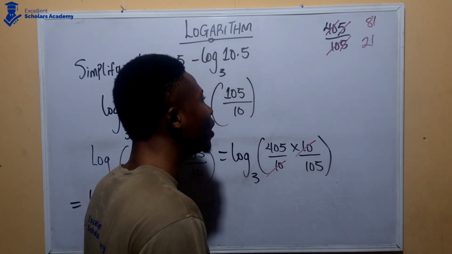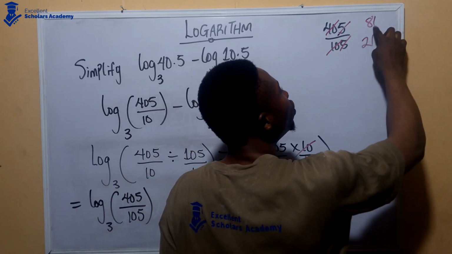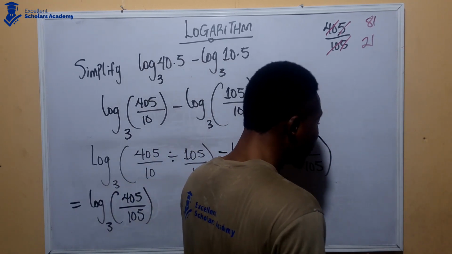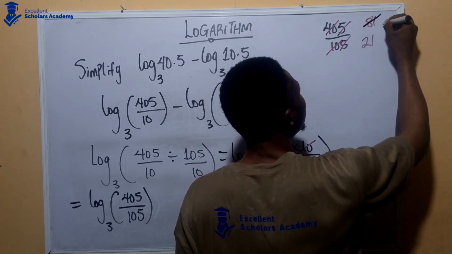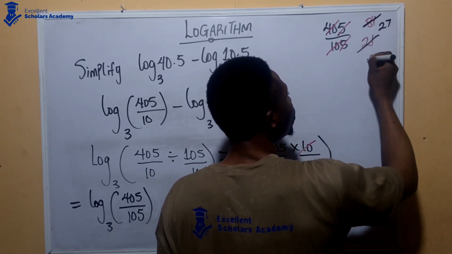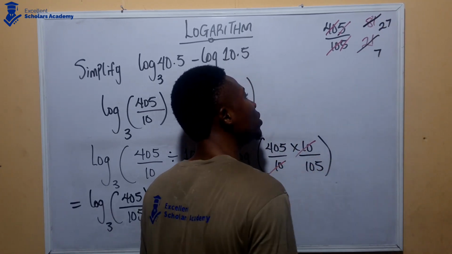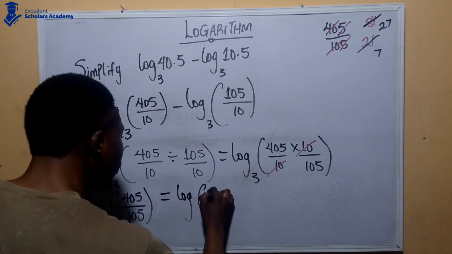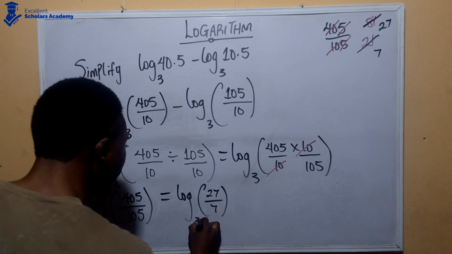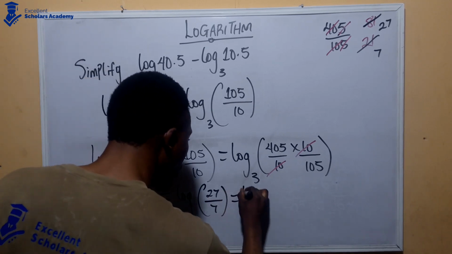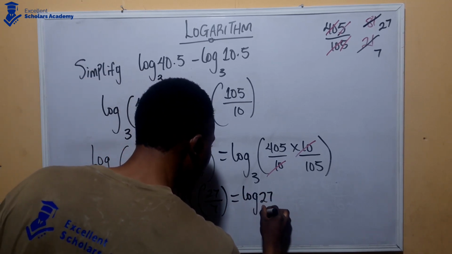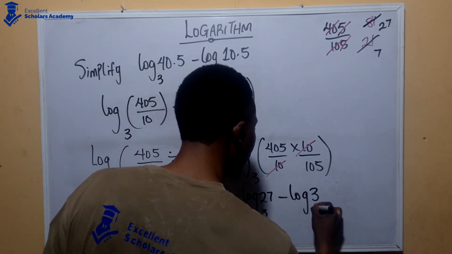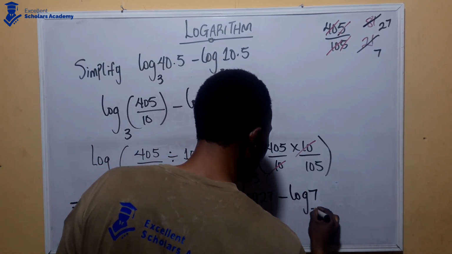Now if you notice very well, you notice that 3 can go in 81 and 3 can go in 21. 3 can go in both of them. So 3 in 81 gives you 27. 3 in 21 gives you 7. So you're left with 27 over 7. So this becomes log 27 over 7 base 3. You can split this into log 27 base 3 minus, following the law of logarithm, log 7 base 3.